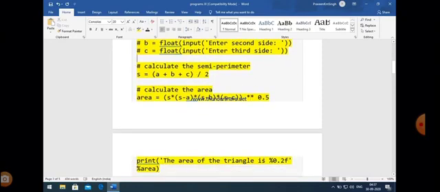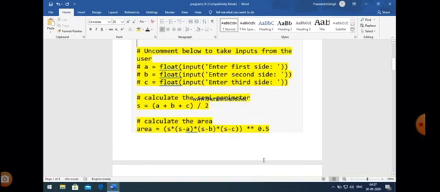After that we can calculate the area of the triangle. To apply the area formula, we have only one problem: the root sign is not acceptable in Python programming. So we use the exponent operator here, which is represented by double star. We write area is equal to s into s minus a into s minus b into s minus c, and write this whole expression within parentheses, because it is a single statement here.